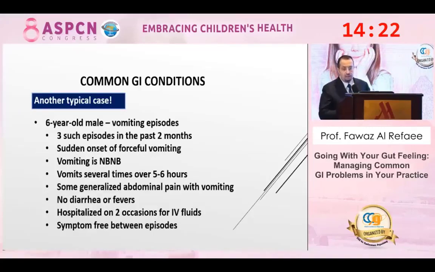This is another child, another classical scenario that comes to the emergency department or to the pediatrician. A 6-year-old male with vomiting episodes, usually 3 such episodes in the past 2 months, sudden onset of forceful vomiting, it's like a switch, it starts, stops. Vomiting is non-bloody, non-bilious, several times over 5 to 6 hours. This is very intense nausea and vomiting. Some generalized abdominal pain with vomiting, no diarrhea, no fever, hospitalized on 2 occasions for IV fluid. He gets dehydrated, comes with metabolic acidosis, gets IV fluid. And symptom-free between the attacks.